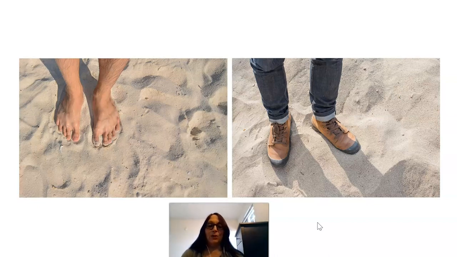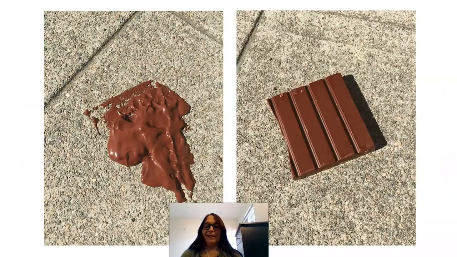Not only is it interesting, but it's something really yummy. Are you ready to see what that is? It happens to be one of my favorite things. What is this? Yummy chocolate. So here I see chocolate. On the left side, I see melted chocolate. And on the other side, I see that chocolate is not melted. That is like Kit Kat. I love Kit Kat.